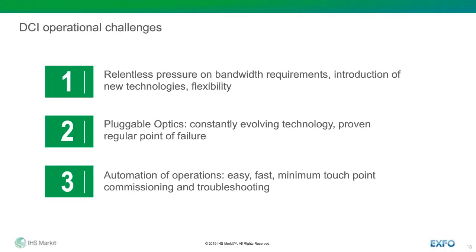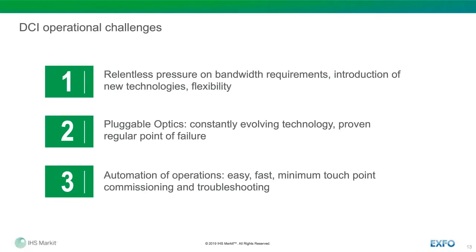And the third challenge really lies in automation of the network operations. Web scales and data center operators have and want an operation model that is hands-off, that requires minimum human intervention. Operational tasks like commissioning and troubleshooting need to be very easy, very fast, with minimum touch points, and ideally they have to be done remotely and without having to go on site.